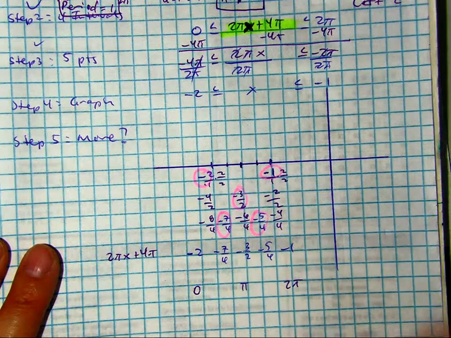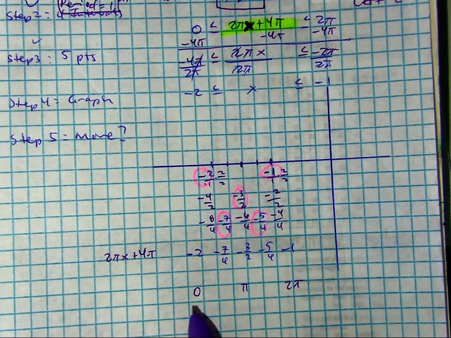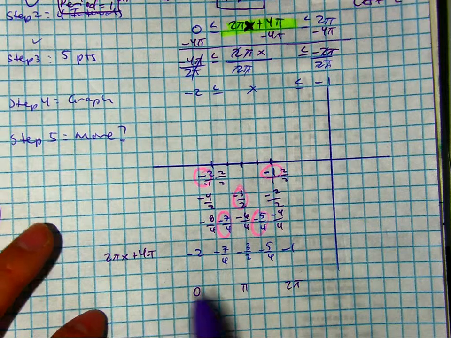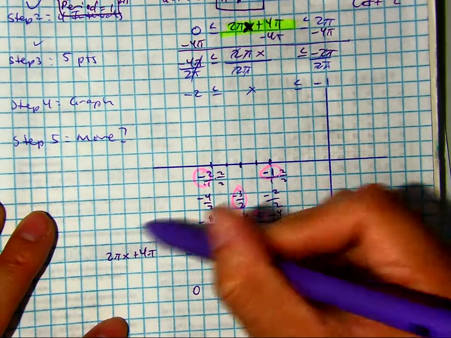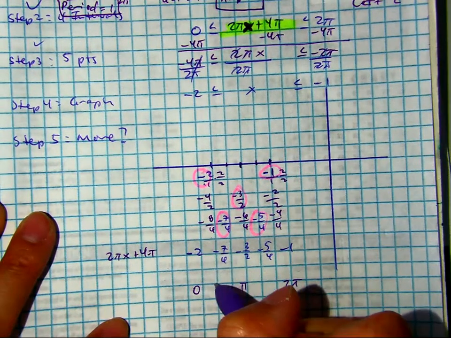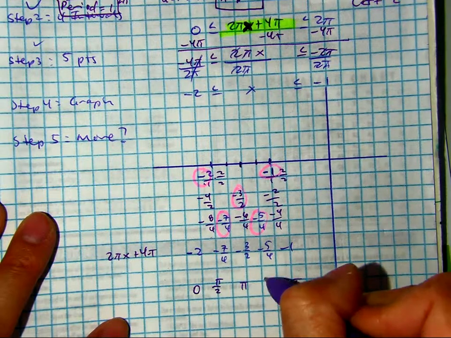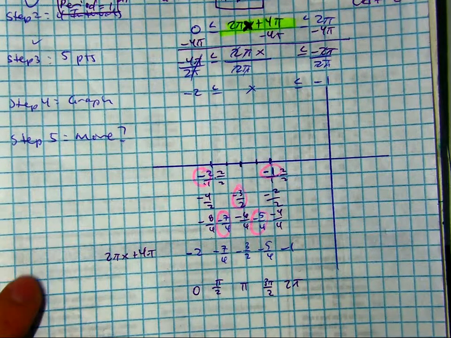Class, what does this look like? They look like the quadrantal angles. So you could put -7 over 4 in there, and then you're basically going to get pi over 2. And here you're going to get 3 pi over 2. Okay, so what do you do now?